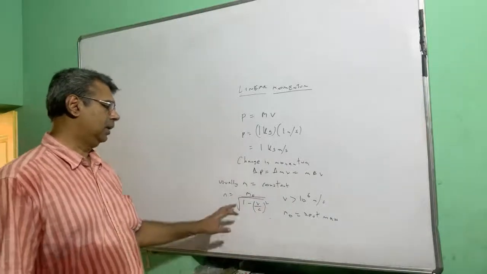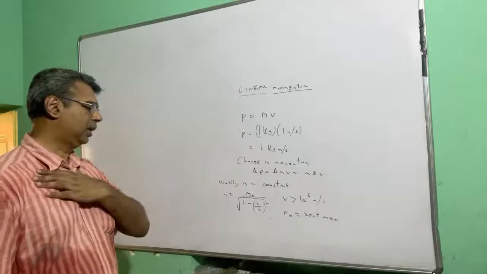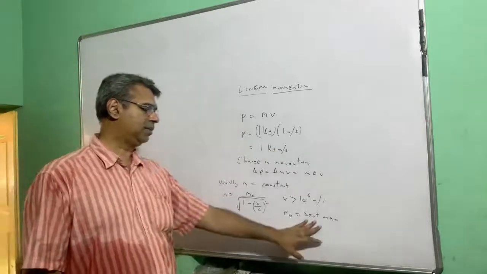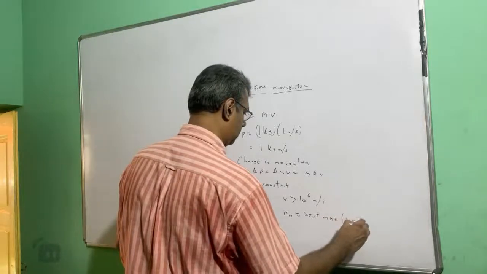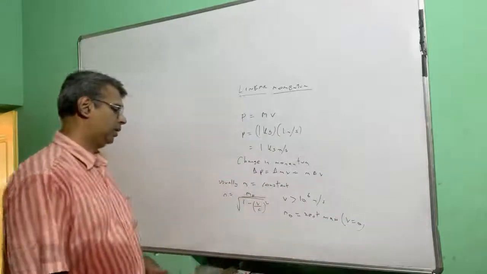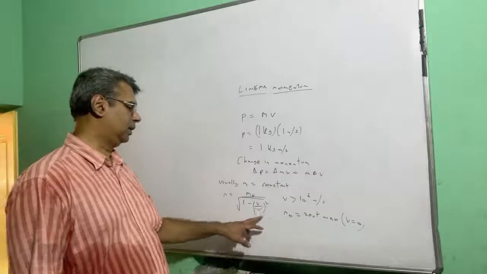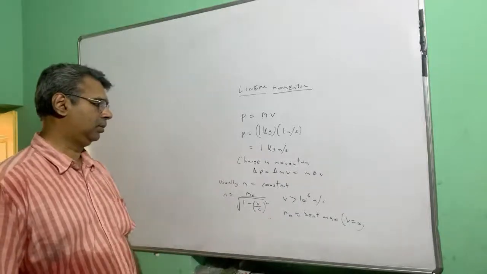In that case, the mass doesn't remain constant. The mass is rest mass. Rest mass means the mass when the velocity of the object is 0. So rest mass divided by root over 1 minus velocity by c whole square. So this is the formula.